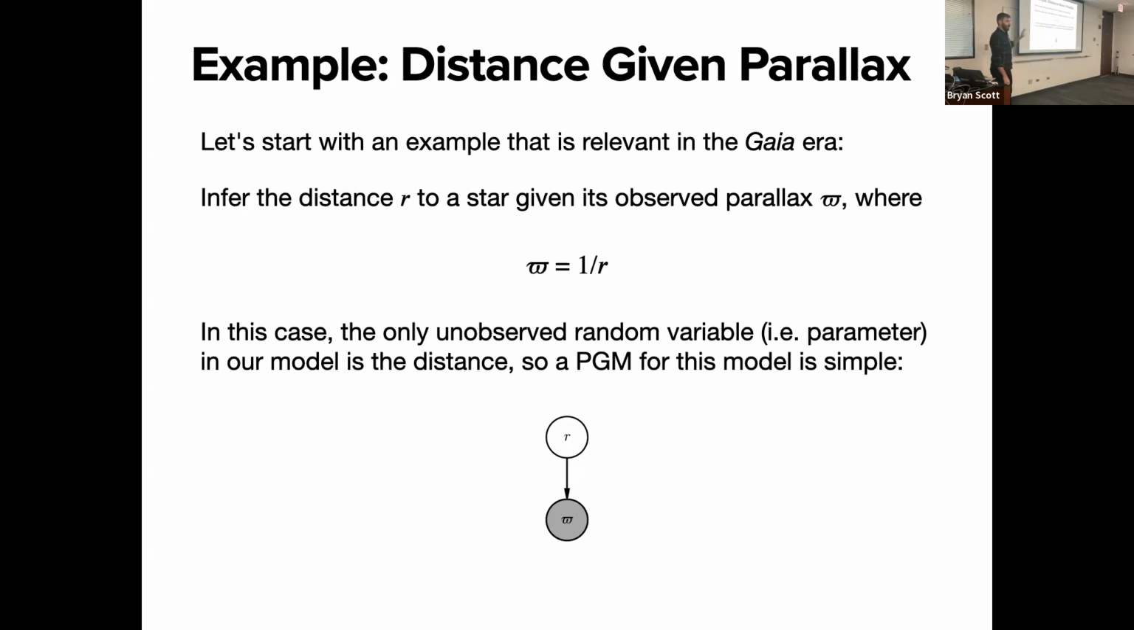And if we wanted to write a graphical model for this probabilistic model, then it would be this. Parameter R points to the piece of data, parallax. There are two conventions here that I want to introduce. One is, notice that this is shaded and this one is open, unfilled. This is a convention that you'll see a lot.